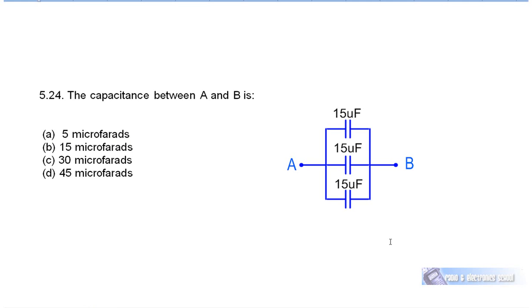524, the capacitance between A and B is, again, we've just got them in parallel. We've got capacitors in parallel, so we simply add them up. Very easy when capacitors are in parallel. Add them up. 3 15s, 45. Answer is 45 microfarads.